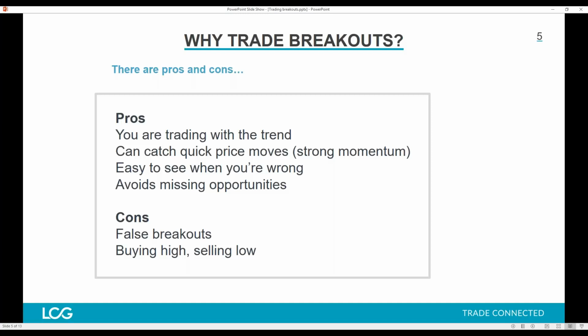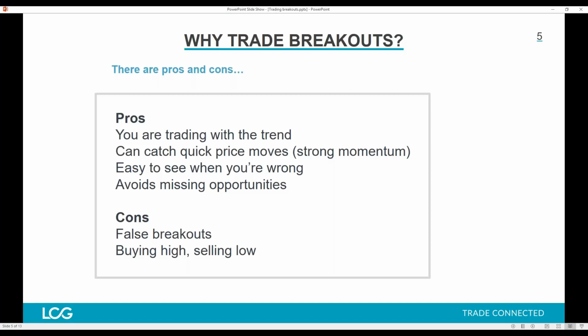It's good for catching quick price moves, as I kind of alluded to. During that consolidation or during that pullback, prices are chugging along a bit slowly. You don't quite know when or if the trend is resuming. The idea of the breakout is that's when things really kick into gear, and the price can move very quickly after a breakout.